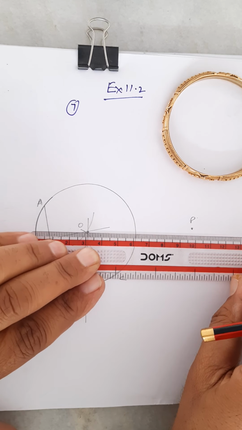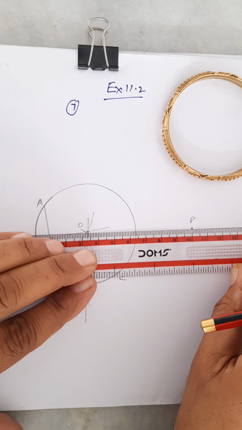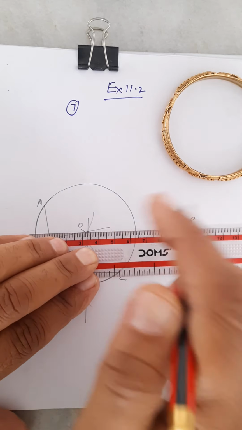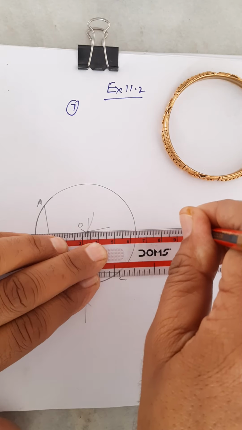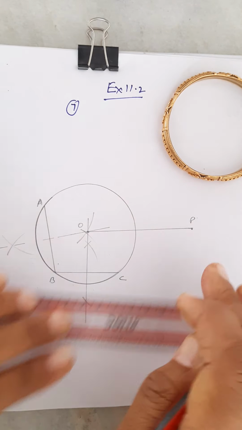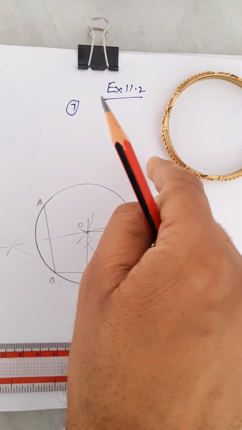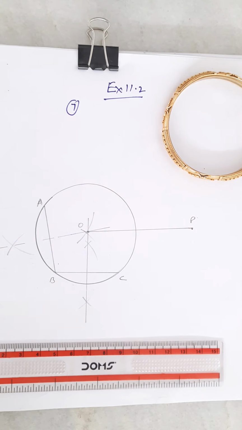Any point we can take as P. Say I am taking, the point can be anywhere. I have personally taken the point like this, which is not straight, it is slant type. It can be here, outside, anywhere it can be.